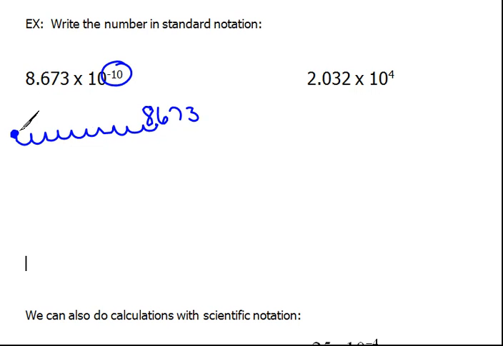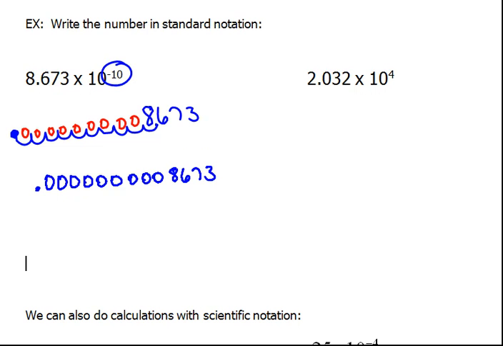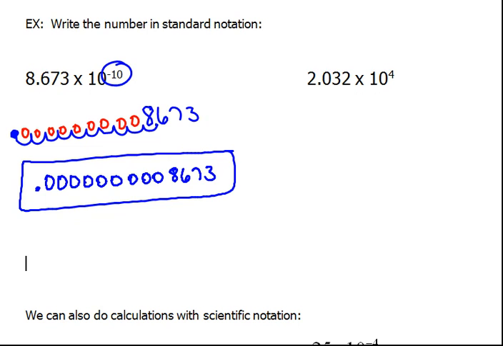Because we don't have anything here to the left, we have to fill in each one of those moves with a 0. So my answer in standard notation, or plain old number form, would be 0.0000000008673. That's how we would change it back.